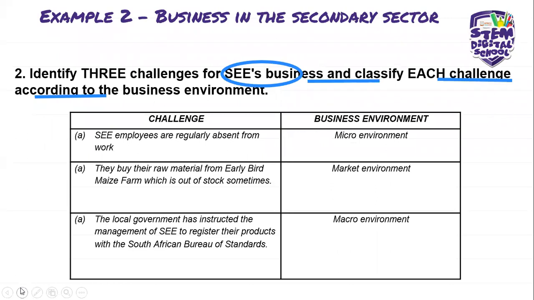Let's look at the second question. The second question says: identify 3 challenges for SEE's business and classify each challenge according to the environment. What challenges is this business facing? We know that the SEE employees are regularly absent. That's the first challenge. If this is happening within the business, it can be seen as your micro environment, because it's within the business itself, right? Another challenge that SEE is facing is that they buy their raw material from Early Bed Maize Farm, which is out of stock sometimes, right?